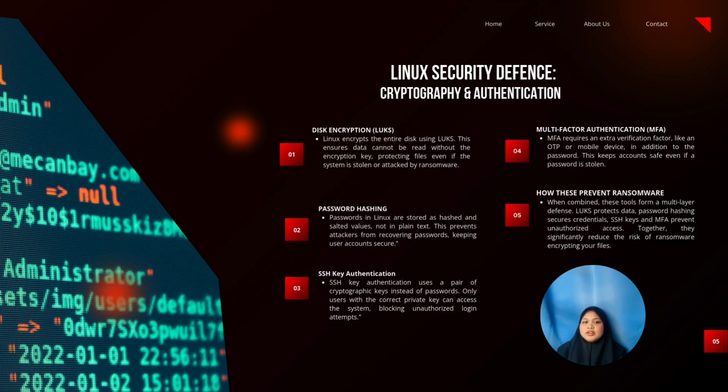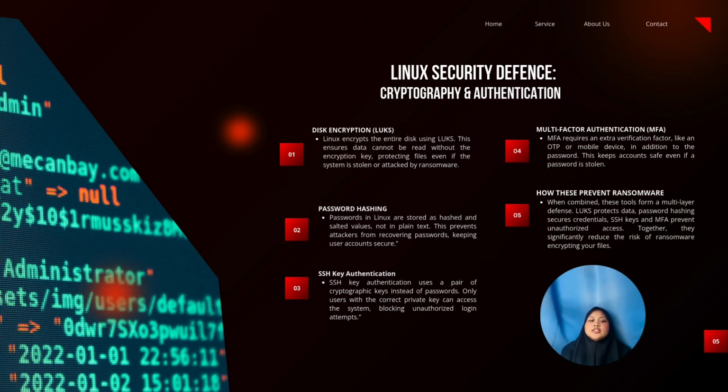Now I'm going to talk about Linux security defense, cryptography and authentication. Linux security defense focuses on protecting a system using cryptography and authentication. First, Linux uses encryption with LUKS, which encrypts the entire hard disk. This means data cannot be accessed without the correct encryption key, so data is kept safe even if the system is stolen or attacked.